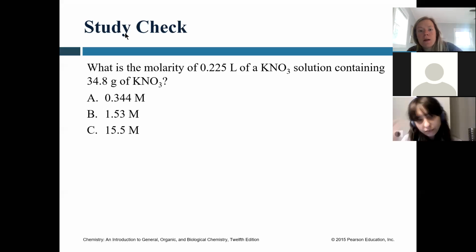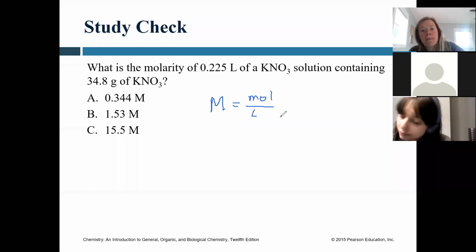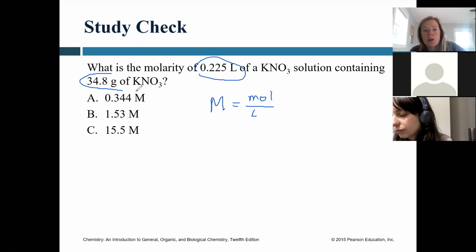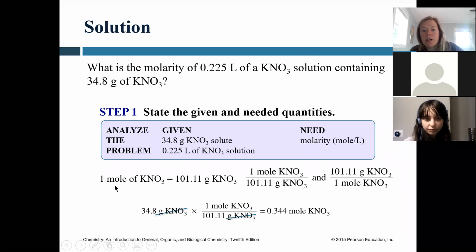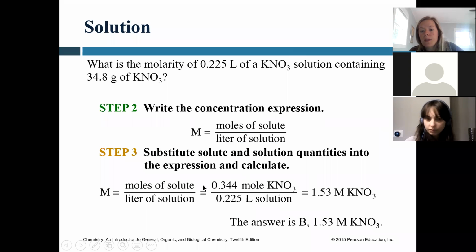Okay, so working this problem, it's asking about molarity. So I always just kind of write my equation out. Molarity equals moles over liters. I know liters already. It's this thing right here. I need to get moles. So I have to calculate moles from a gram value. So we need the molar mass of our KNO3, which is 101.11 grams in every 1 mole. We then take the 34.8 grams and just convert it into moles. Now that we have the mole value, we can drop that into our equation, divide it by our liters, and we should get 1.53 molarity KNO3.